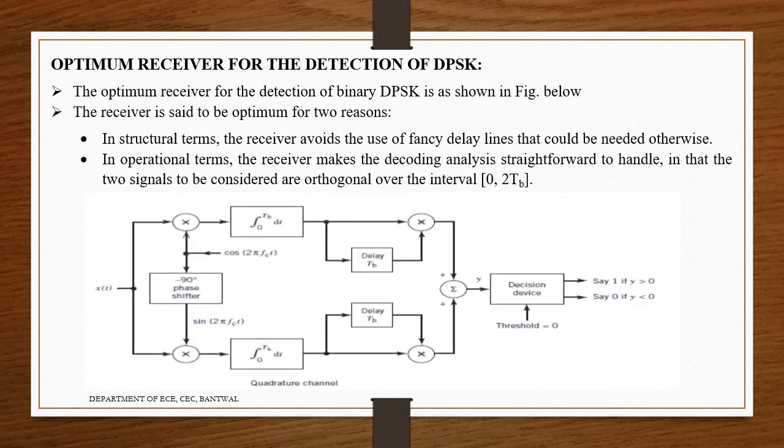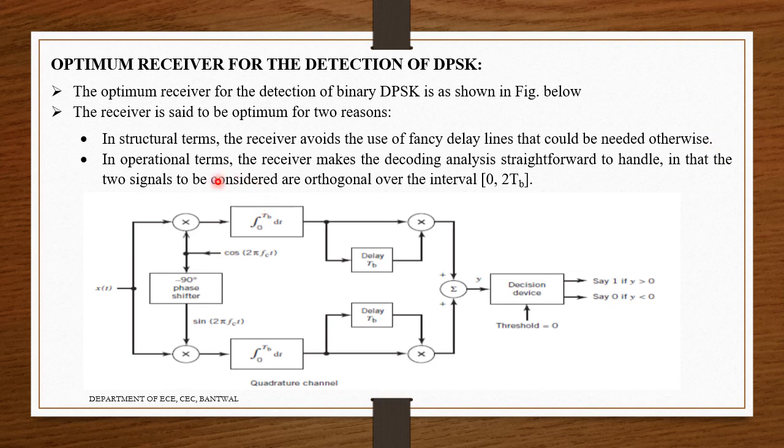Now we have to detect it. How to detect those things? That will come. The optimum receiver for the detection of DPSK. Remember, this is non-coherent. Here the block diagram of the optimum receiver has been given. It is optimum because, in structural terms, the receiver avoids the use of the fancy delay line that could be needed.